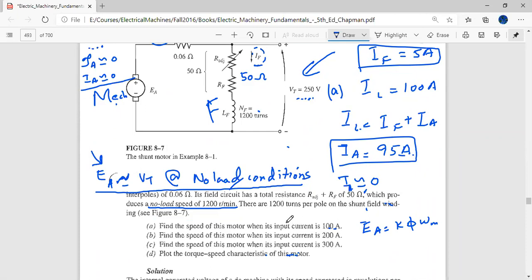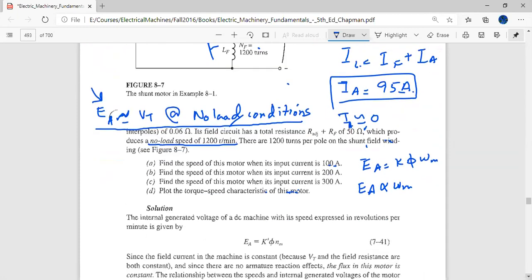So when someone says find the speed of this motor when its input current is 100 ampere, you just apply this proportionality, that EA is proportional to omega m when the flux is constant. So EA is proportional to omega m. You can have two operating points on the machine, EA1 and omega m1, and EA2 and omega m2, and you can find the relationship between the speed of the motor and when the current is 100 amperes.